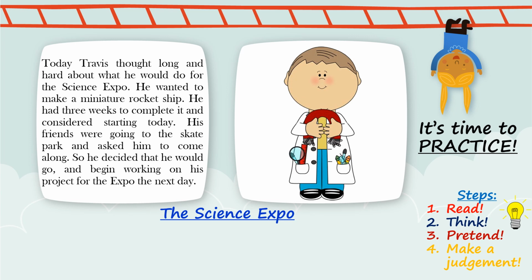Today, Travis thought long and hard about what he would do for the Science Expo. He wanted to make a miniature rocket ship. He had 3 weeks to complete it and considered starting today. His friends were going to the skate park and asked him to come along. So he decided that he would go and begin working on his project for the expo the next day.